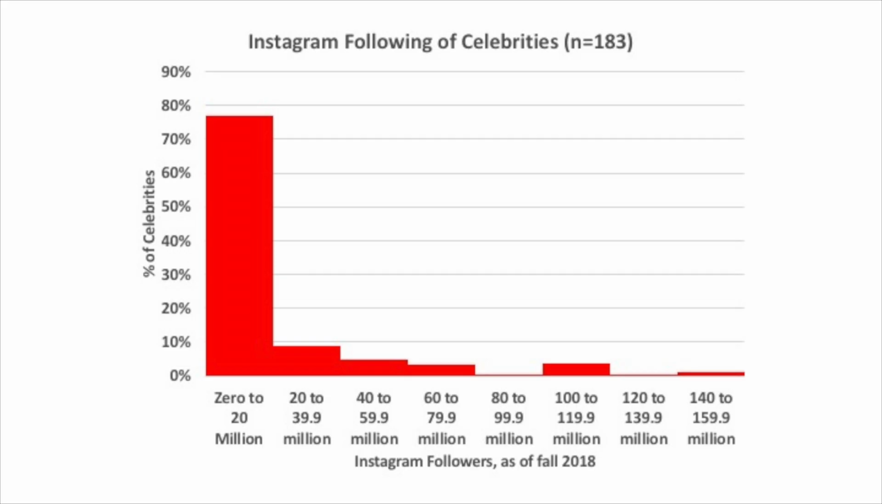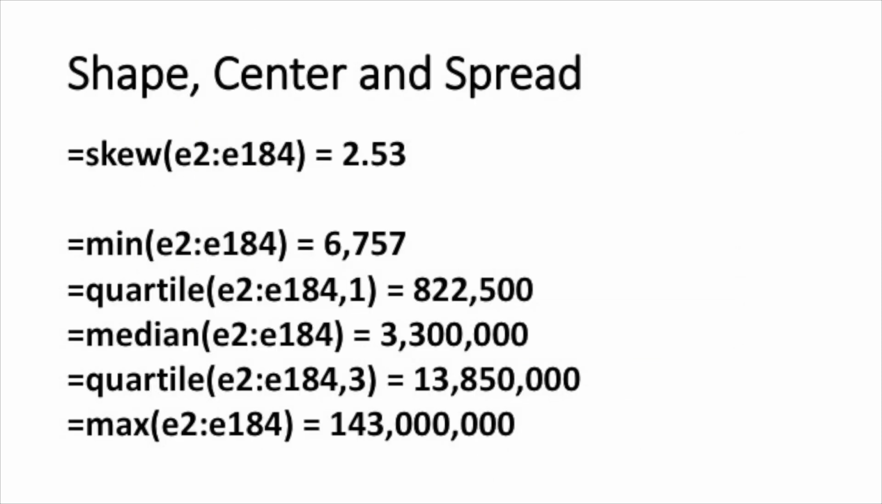We can display this percentage frequency distribution table using a histogram. And just by looking at this histogram, it certainly looks like it's heavily skewed to the right. But to be sure, we should calculate a skewness statistic. So let's say this variable is in the E column between rows E2 and E184. To calculate the skewness statistic, we use the formula =SKEW(E2:E184). We put that into Excel. We find that the skewness statistic is 2.53.